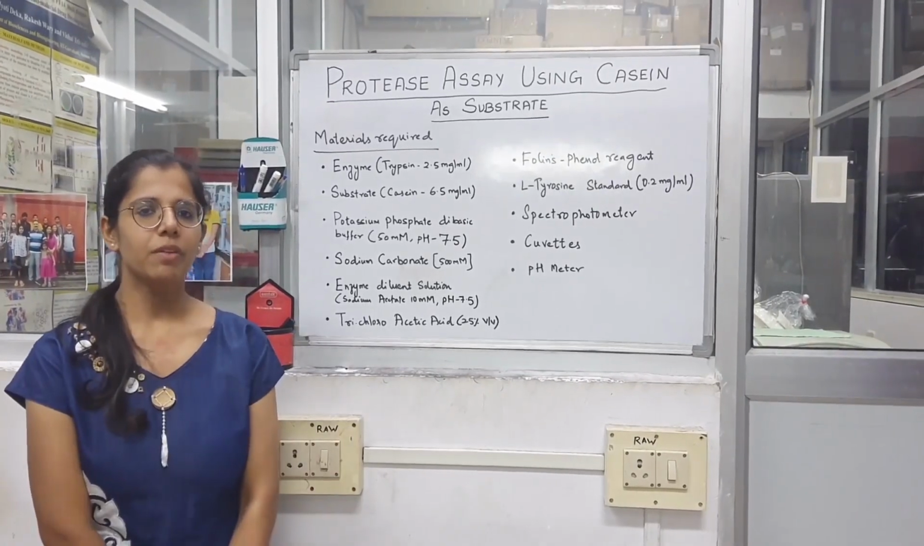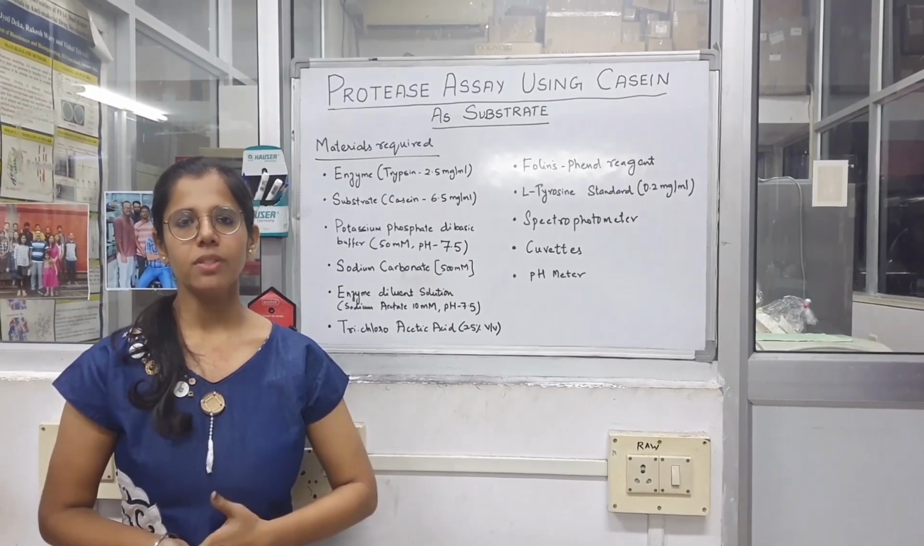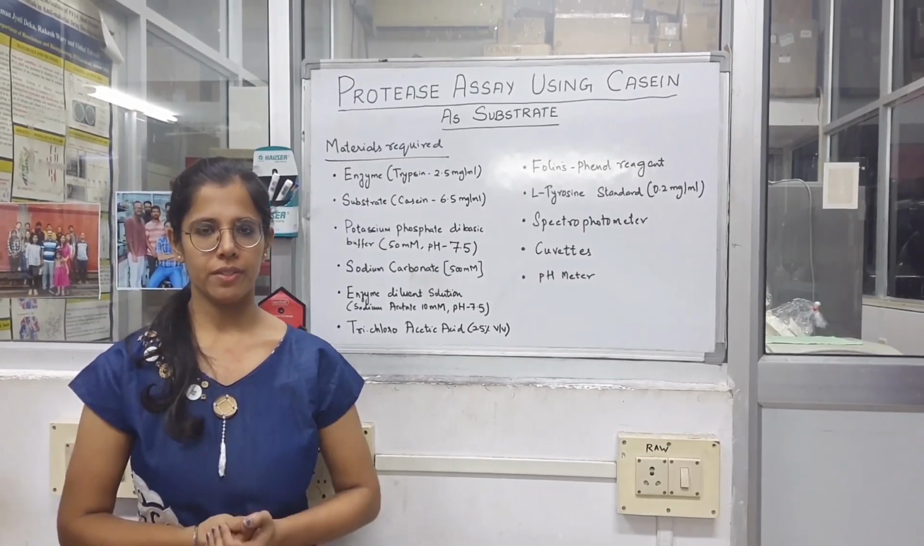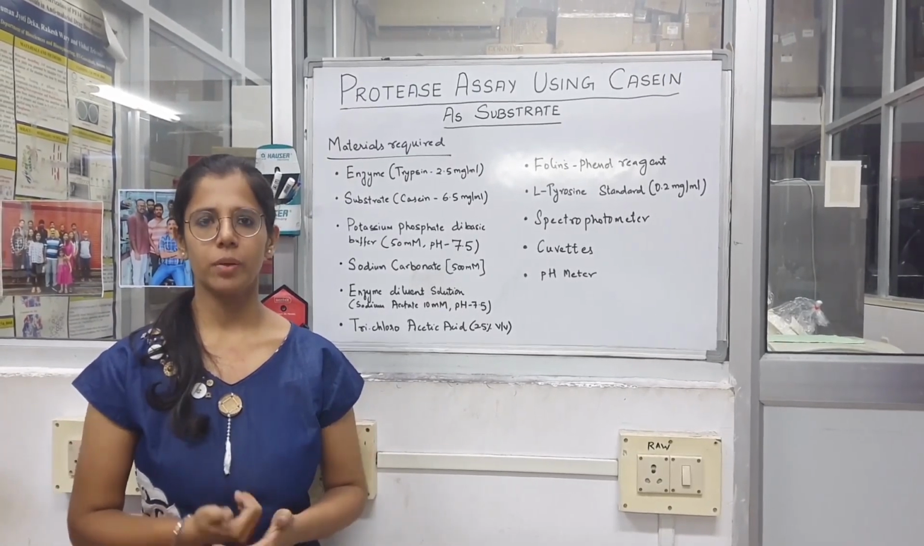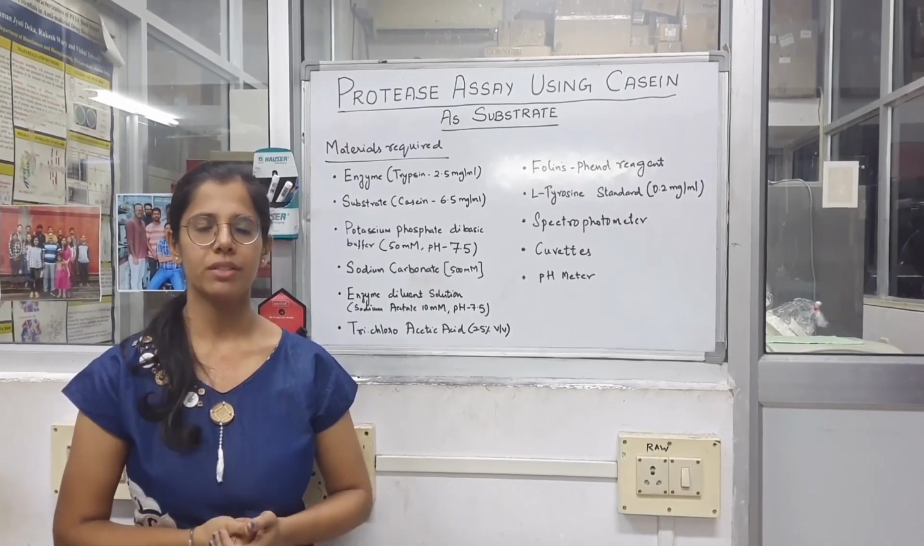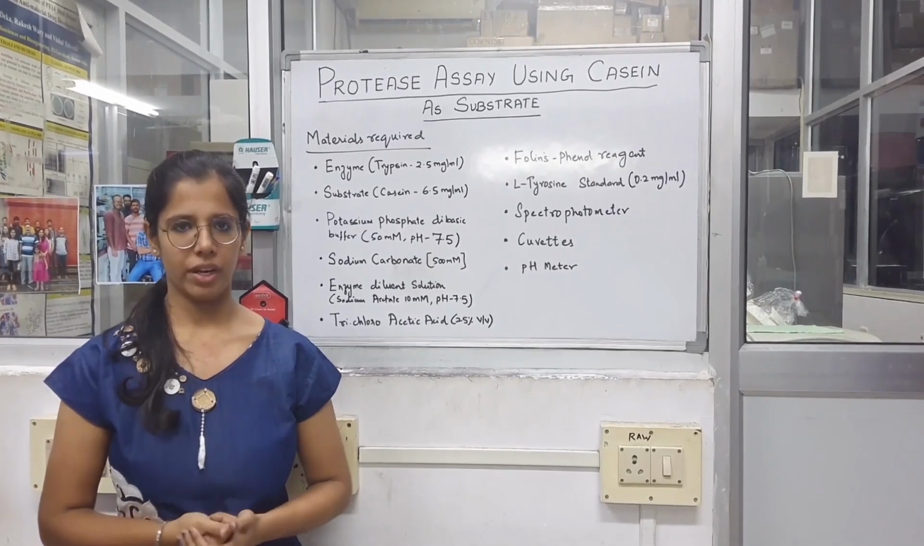The basic principle for this experiment is, as proteases cut peptide bonds, it is necessary to measure and compare the activity of different proteases. Here in this experiment, trypsin, which is a serine protease, digests casein and releases the amino acid tyrosine along with other amino acids and many peptide fragments.